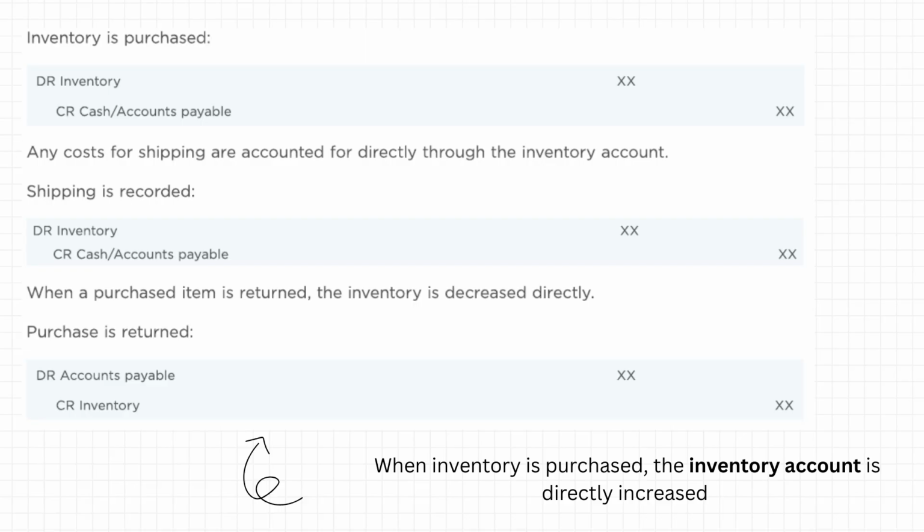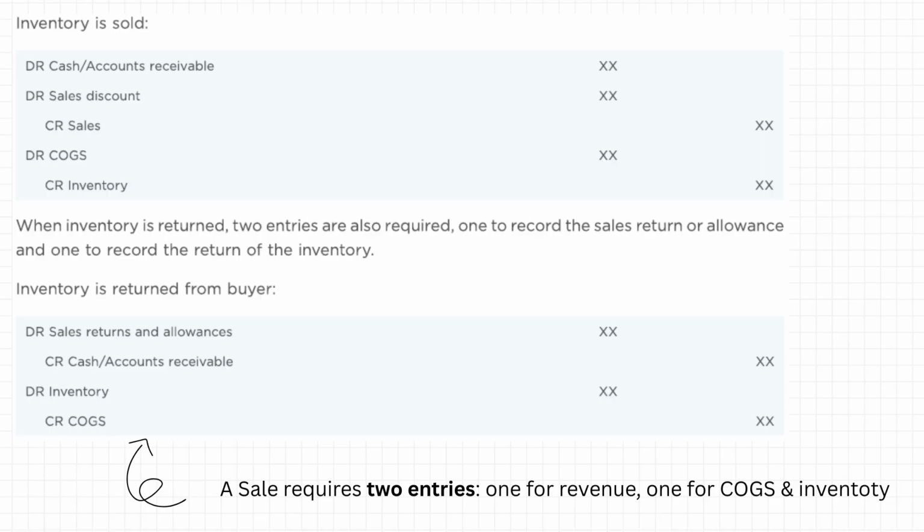Okay, let's get into the journal entries, and listen up, because this is where you're going to notice the difference between these two inventory systems. When a business using the perpetual system buys new products, the entry is super clean. It's a direct debit right to the inventory account. Those new items are immediately on the books as an asset. Simple as that.